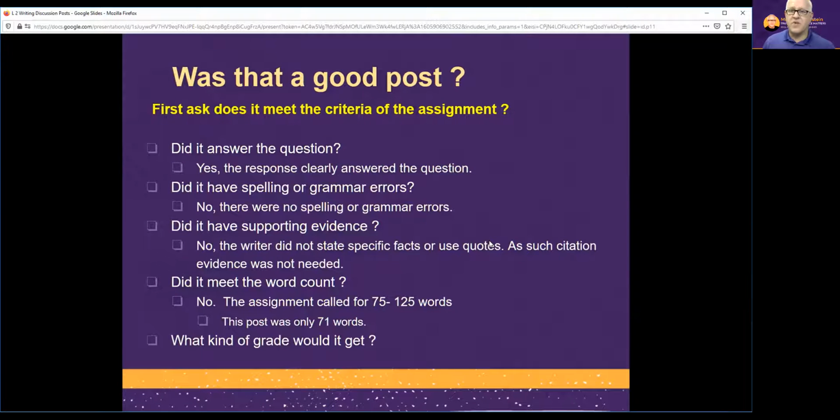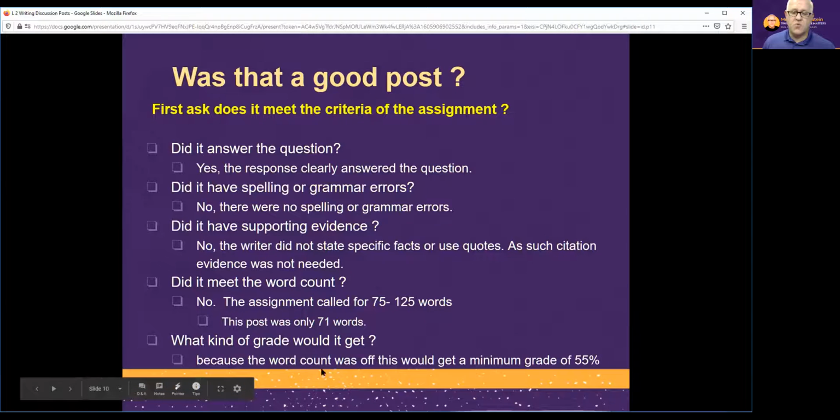What kind of grade would it get? Well, because the word count was off, this would get a minimum grade of 55%. If, however, it had met the word count, that particular post probably would have earned about an 85 to an 88. It was a pretty good post, but it did not meet all the criteria of the assignment.